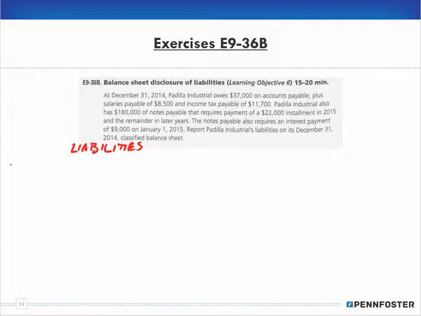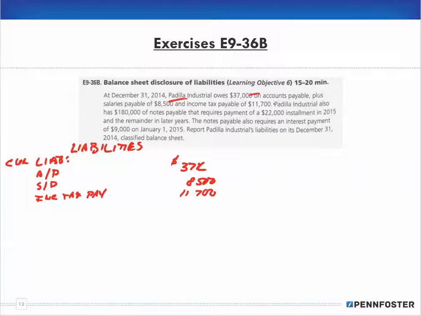liabilities. Okay, so then we're going to have our current liabilities, and I'm abbreviating here. So we're going to have an accounts payable, and the accounts payable is $37,000, plus the salaries payable, I'm abbreviating, $8,500, and income tax payable of $11,700. Okay, so that's 85, 11,000.